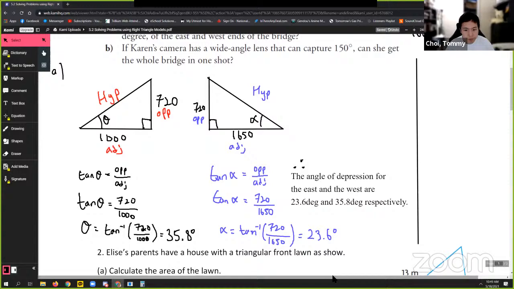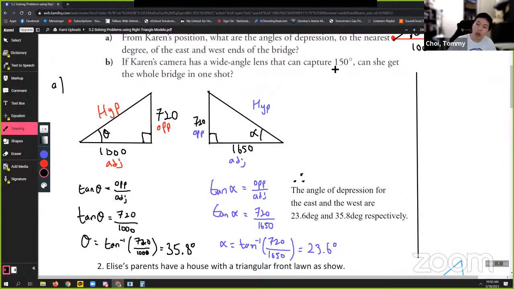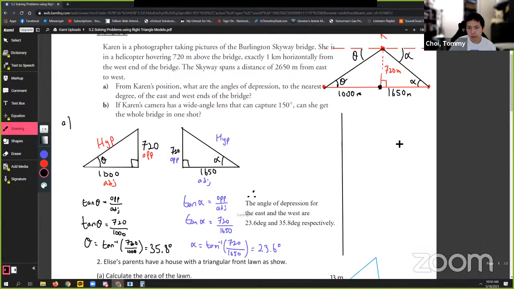Now, that brings us to part B. If Karen's camera has a wide-angle lens that can capture 150 degrees, can she get the whole bridge in one shot? How do you figure that out? I'm going to zoom out to look at the diagram. How do we know whether or not she can see the whole bridge in one shot? What angle are we looking for? Anyone know?